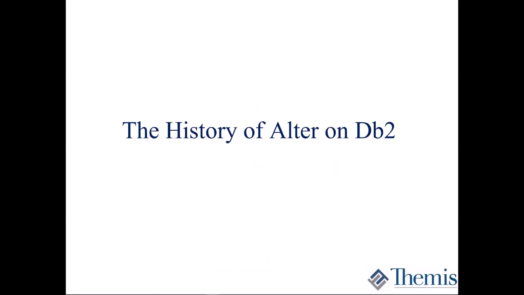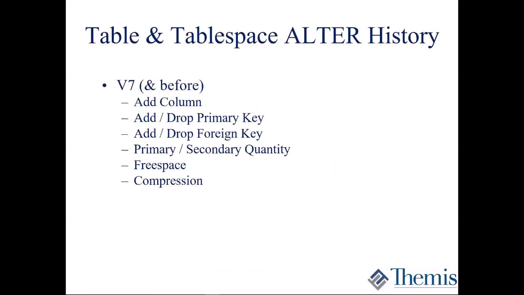So, history of altering things on Db2. From the beginning up until about version 7, so we're talking about 15 years ago now, not a lot had changed, and you could change very little. We could add columns to tables. We could add or remove primary keys. We could add or remove foreign keys. We could change space allocations and free space and the compression attribute.